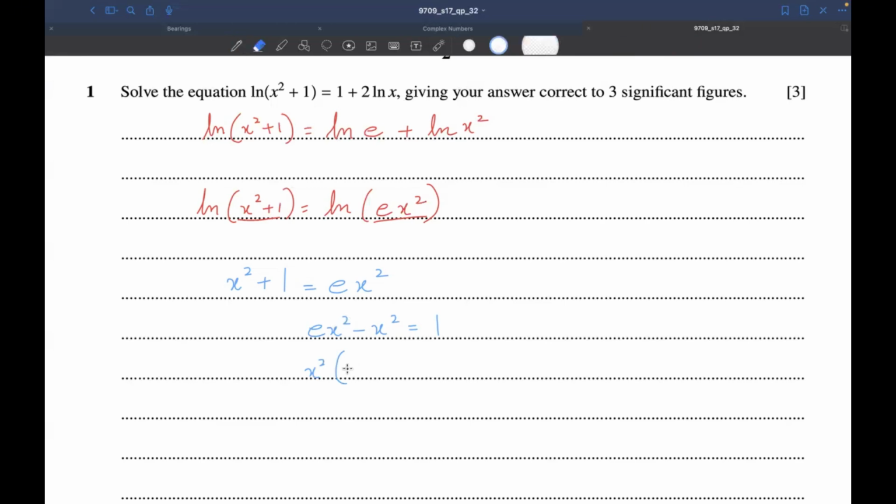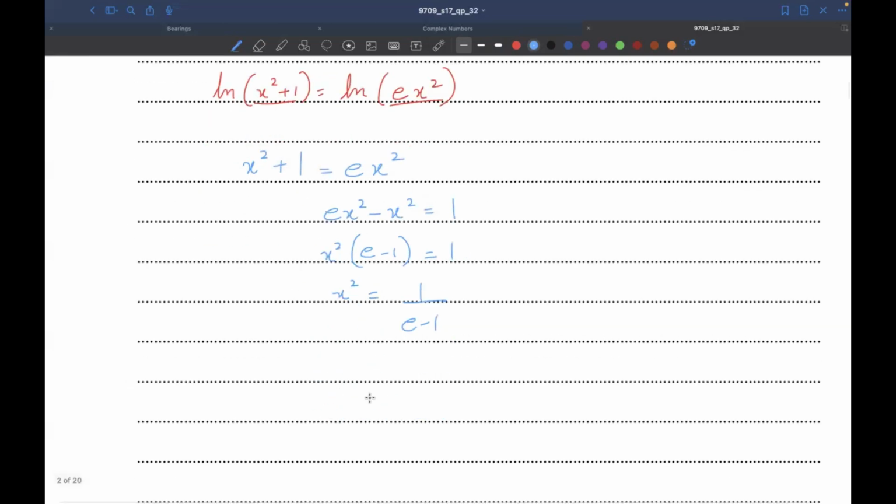So we can write it as x squared times (e minus 1) is equal to 1. So x squared will be equal to 1 upon (e minus 1). And finally, to find the value of x, we'll write it as the square root of 1 upon (e minus 1).